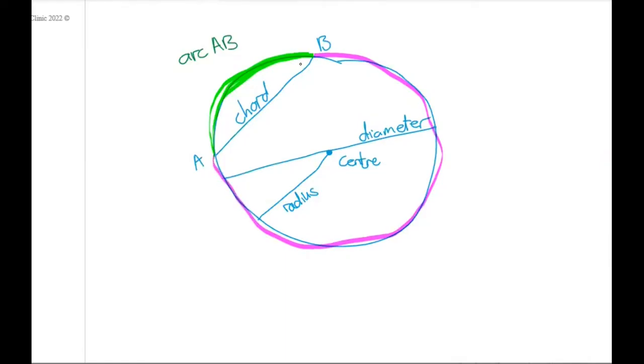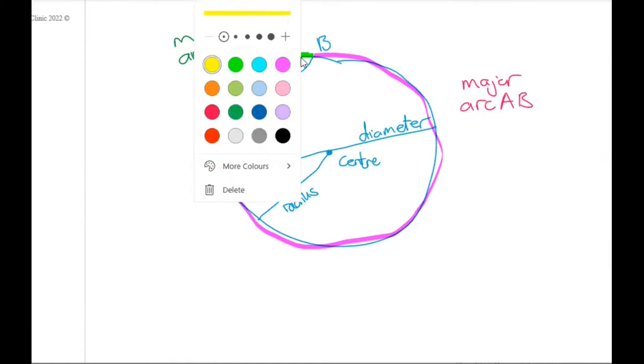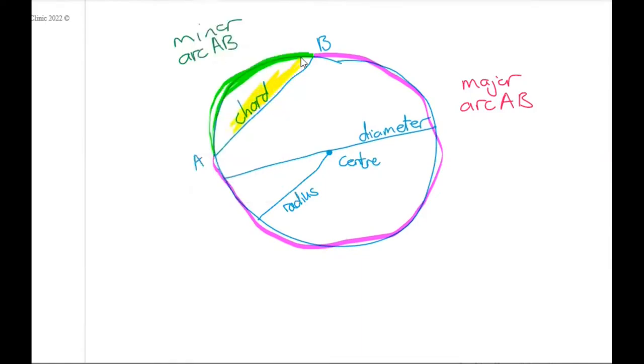So then we sometimes differentiate between a major arc, which is the bigger one, and the minor arc. If a person doesn't specify if they're talking about the major or the minor, then they're always talking about the smaller one. Okay, and then the last thing that we've got to talk about that they often reference is a segment. That is the bit that you've cut off of the circle, that is called a segment.